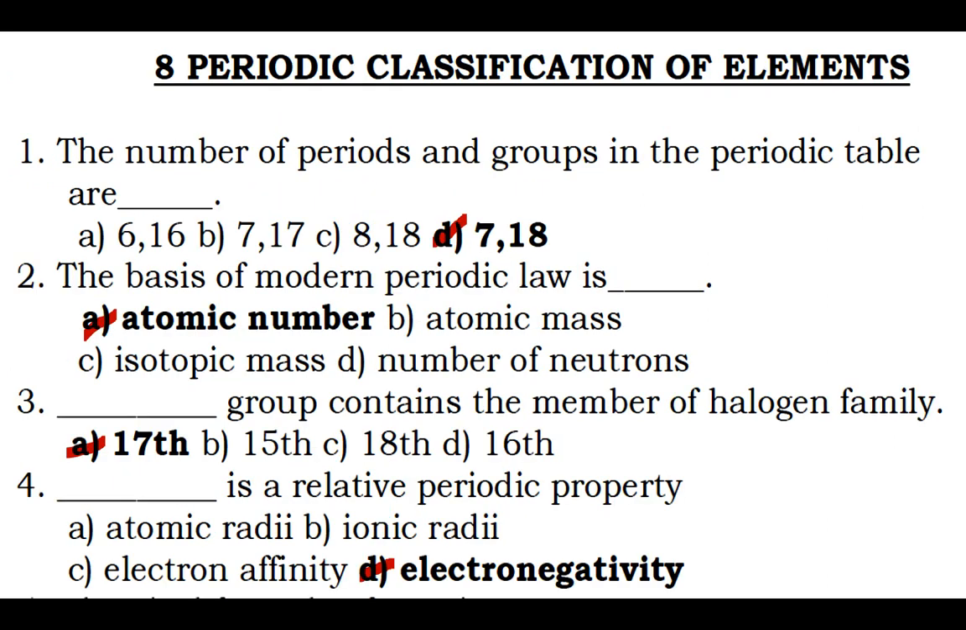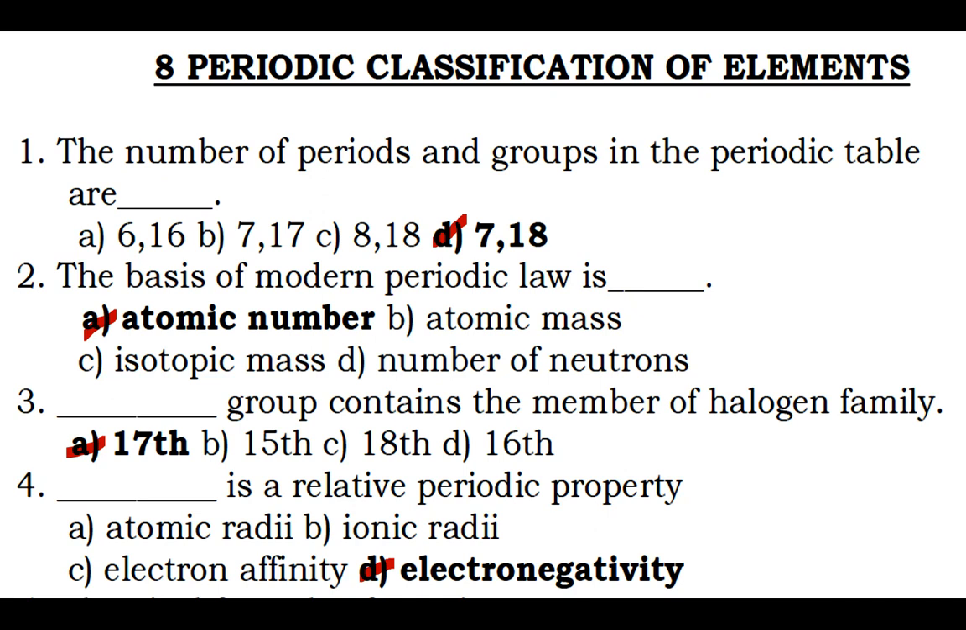8th lesson, periodic classification of elements. Question number 1. The number of periods and groups in the periodic table are option D, 7, 18. Question number 2. The basis of modern periodic law is option A, atomic number. Question number 3. Dash group contains the members of halogen family. Option A, 17th group.